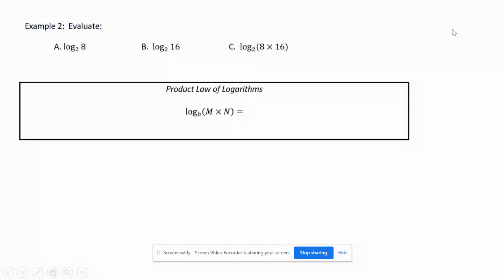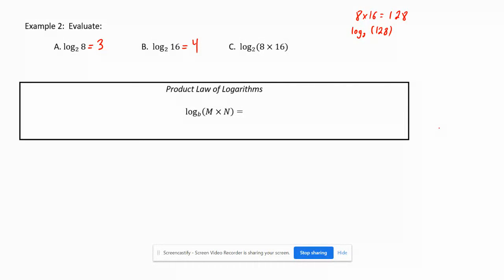So what we're going to do for example 2 here is evaluate a few logarithms and try to come up with the product law for logarithms. So the product law would be if you're multiplying two things inside the brackets like we're doing in this case, and see if we can figure out a pattern. Well, log base 2 of 8 is equal to 3. Log base 2 of 16 equals 4. Now 8 times 16 is the same thing as 128. So what's log base 2 of 128?